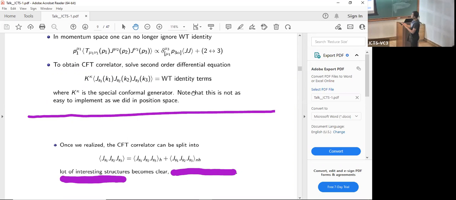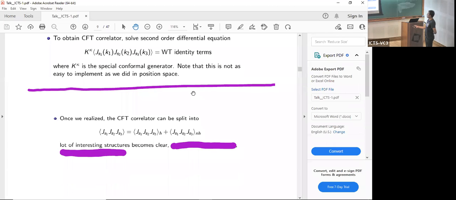In momentum space, solving this differential equation is not a very trivial task, and that was one of the reasons not much progress was made. But if you realize that this 3-point function can be broken into two different pieces, called the homogeneous and the non-homogeneous pieces, then the structures become much cleaner, and we are able to identify which part is more difficult and which part is easier to solve. I'll explain what these homogeneous and non-homogeneous pieces are in a minute.